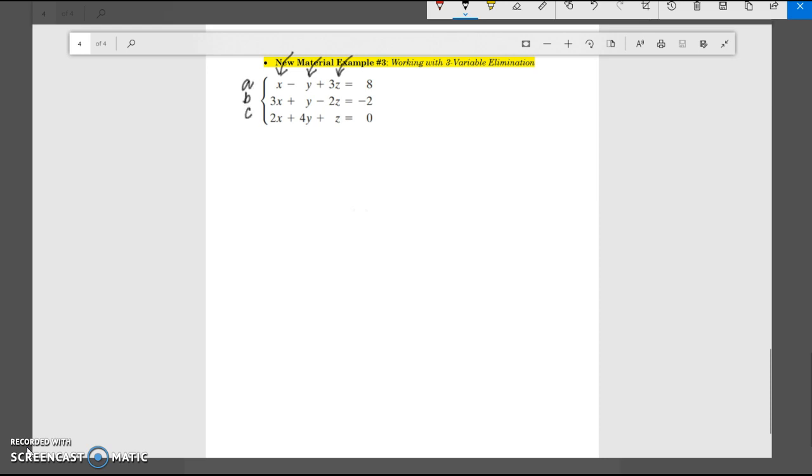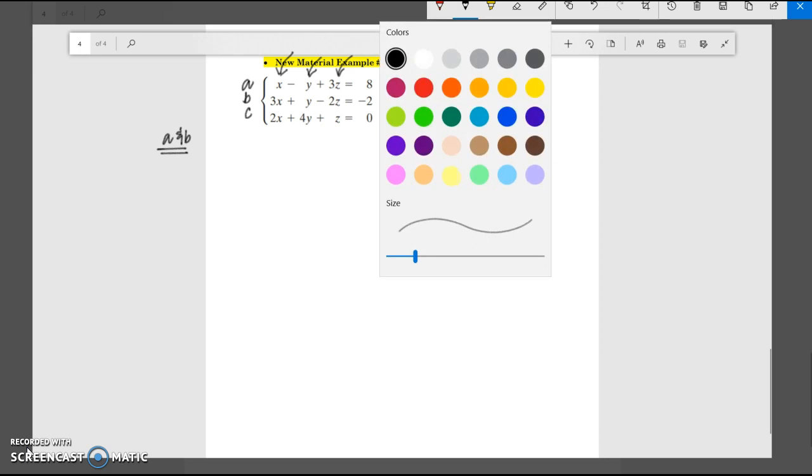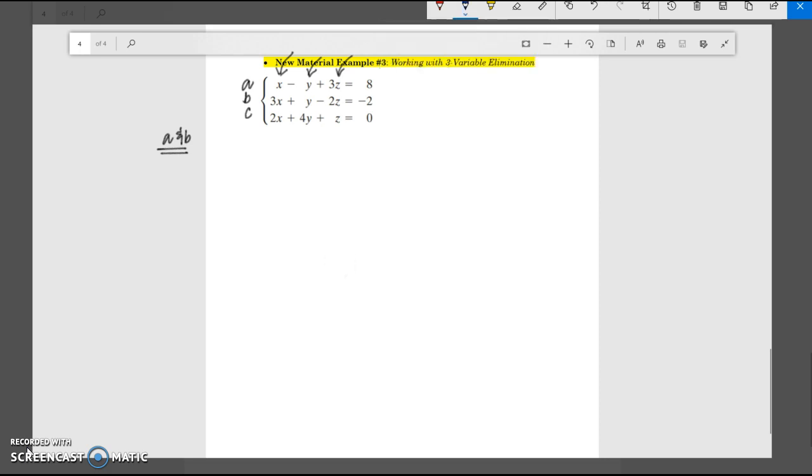So let's label our equations A, B, and C. And then let's get started by combining A and B. And my goal here is going to be to cancel out the y's. So I have x minus y plus 3z is equal to 8. And then in my next equation down, 3x plus y minus 2z is equal to -2. Now the y's are opposite values of one another, so I'm going to go ahead and add in order to get them to cancel out.